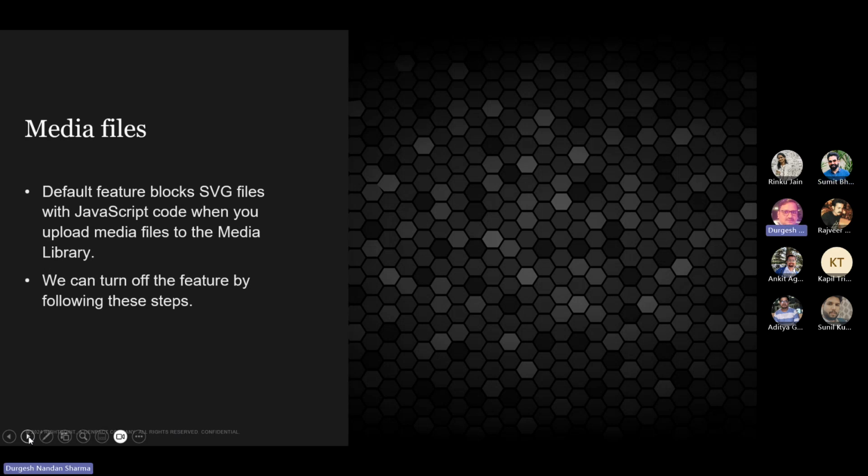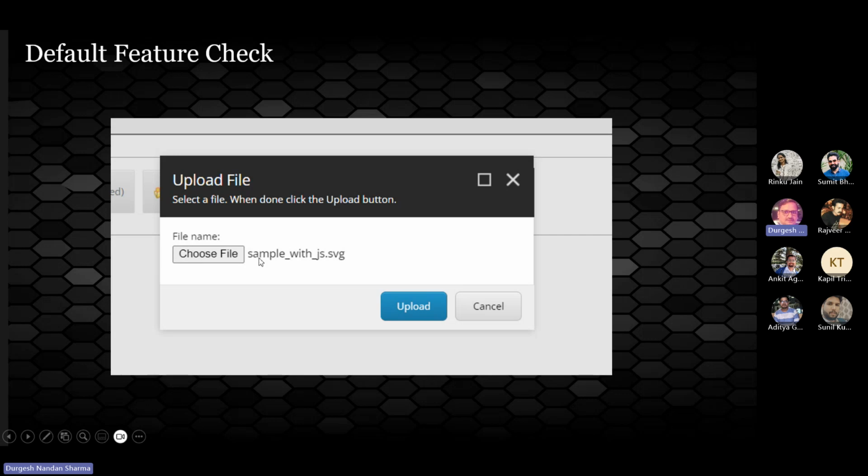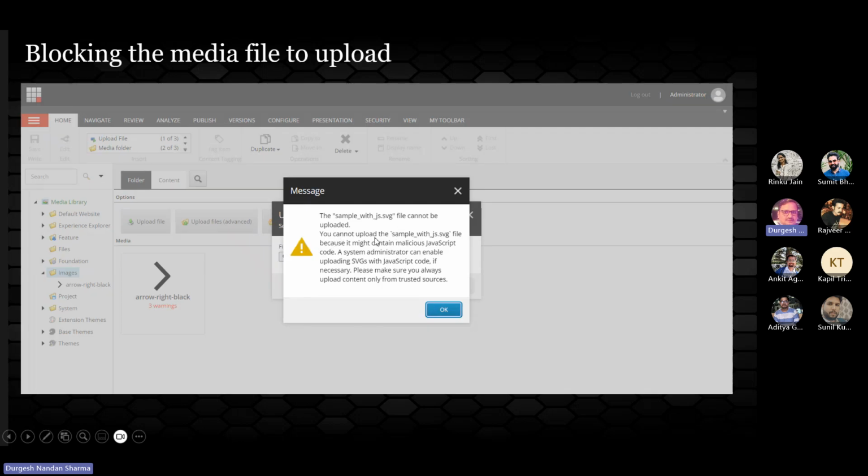Thank you. So SVG, we know, is a popular format for images because of its scalability and lightweight structure. But SVG files support XML, so they can include JavaScript within the SVG file. This can pose a security risk as JavaScript can execute upon rendering. In recent versions of Sitecore, they added a security check to identify and restrict SVG files containing JavaScript. When a user attempts to upload an SVG file, like I am uploading the sample with JS SVG file to the media library, it shows me a message that you cannot upload the sample with JS.